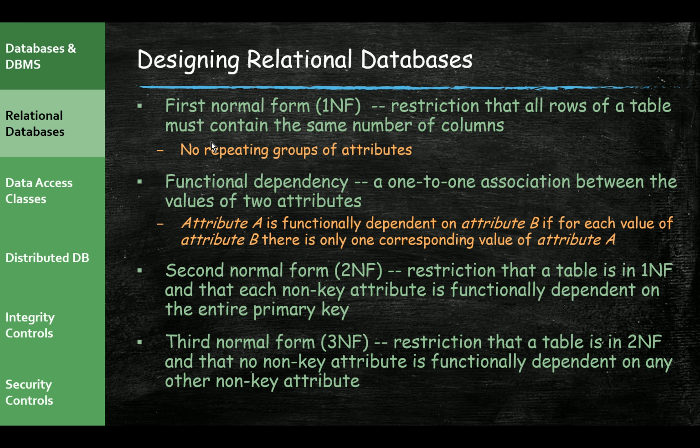And finally, third normal form is a restriction that a table is in second normal form and that no non-key attribute is functionally dependent on any other non-key attribute.